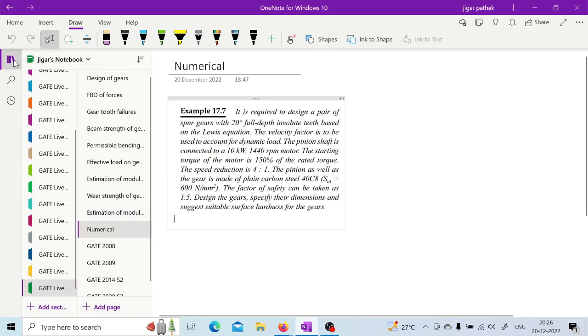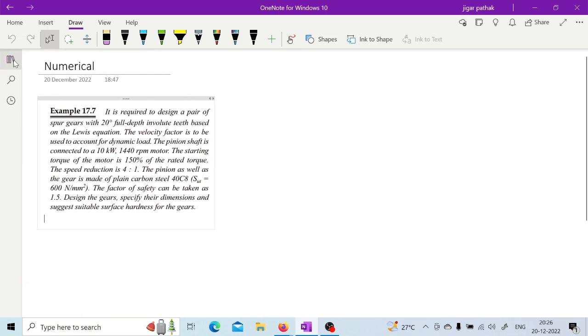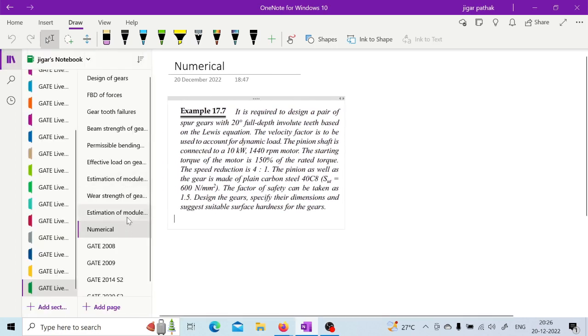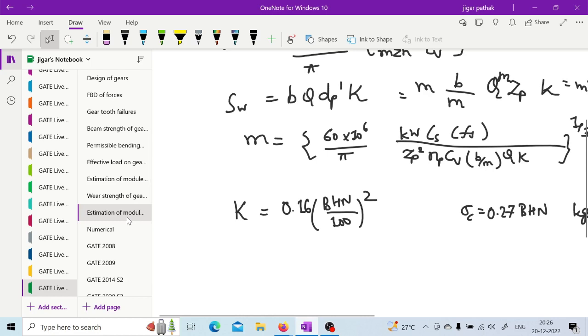Now for steel material, the K expression is given for both pinion and gear made of steel. E1 and E2 are both considered as steel, so they have considered 2 into 10 raised to 5 Newton per mm square, right? And the pressure angle is 20 degrees.